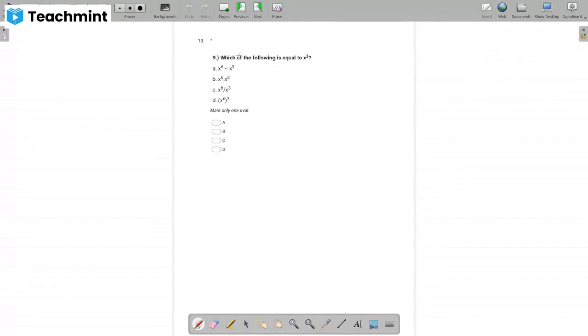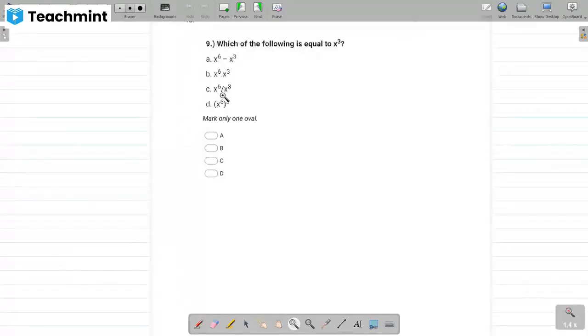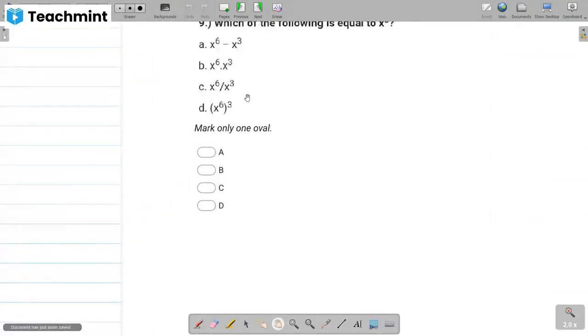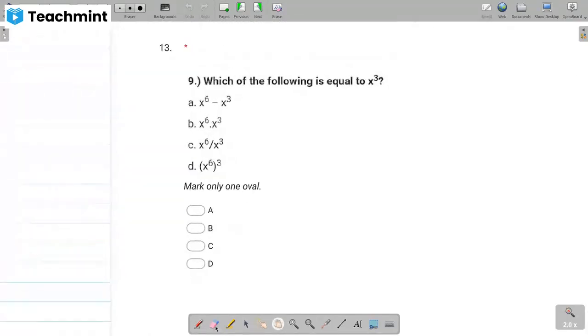Next is, which of the following is equal to x cube? Which value is equal to x cube? We are given a few values. Let us simplify. So x raised to the power 6 minus x raised to the power 3. The only thing we can do is take x cube as common, because x raised to the power 6 can be written as x square multiplied by x raised to the power 3. If you remember the laws of exponents, if the base is the same, then we add the powers.